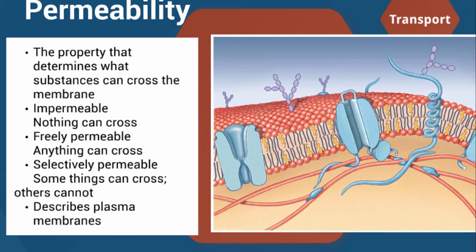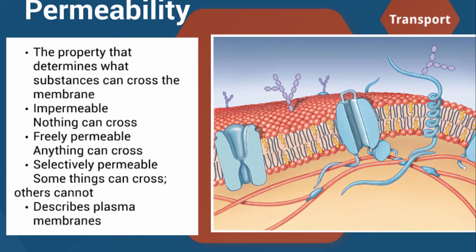However, water-soluble materials like glucose, amino acids, and electrolytes need some assistance to cross the membrane because they are repelled by the hydrophobic tails of the phospholipid bilayer. All substances that move through the membrane do so by one of two general methods, which are categorized based on whether or not energy is required.